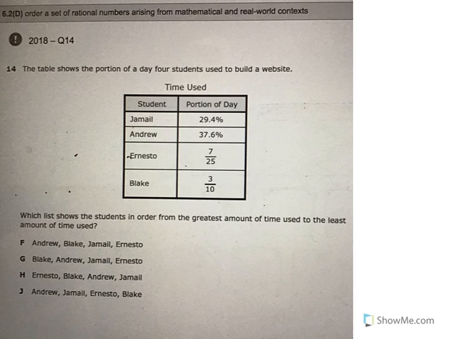Now this is 6.2d. The table shows the portion of a day 4 students used to build a website, which shows the students in order from greatest amount of time used to the least amount of time used. Now if you noticed, we have decimals and we have fractions. So the easiest way to do this is to get all of them in the same format. So on these, I'm going to turn them all into decimals. Now you can say, Mr. Hewlett, aren't these already in decimals? Technically, yes, but we need to get rid of the percent so we can actually compare them, okay?